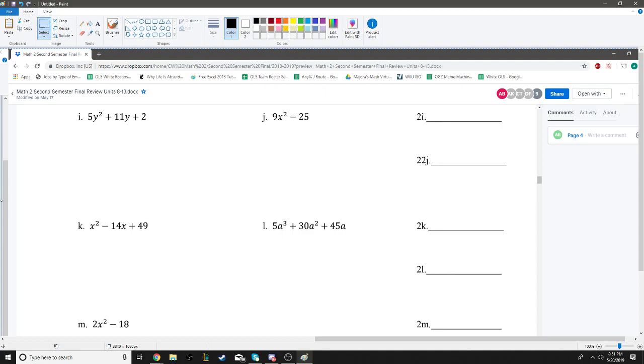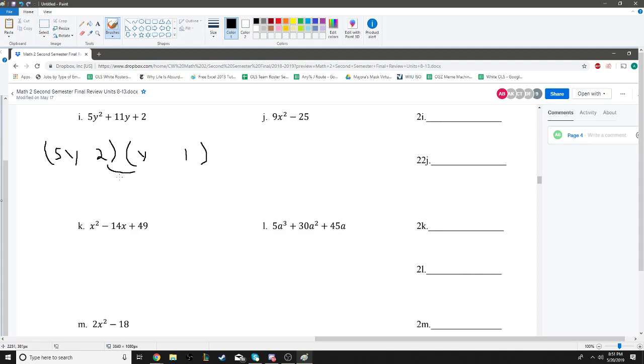Okay. Next part. Again, we are guess and checking. We need to multiply to be 5y squared, so 5y and y. You need to multiply to be 2. So here's the tricky part. You need to know where the 2 is supposed to go. 2 and 1.